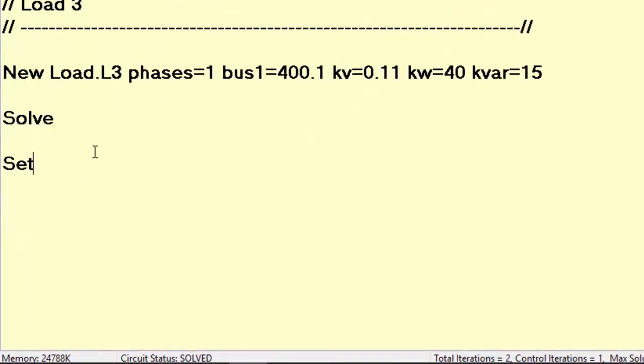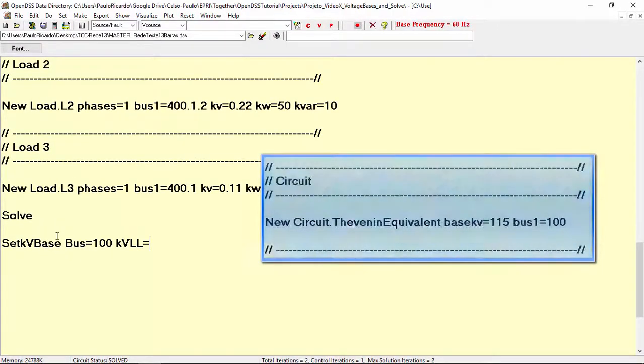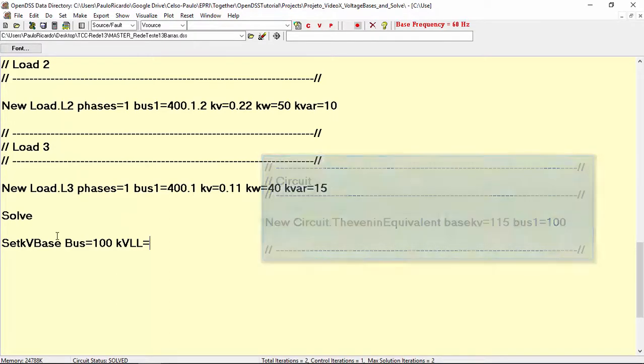The first one is by using the command setkVbase. In this case, one should start the command line with setkVbase followed by the parameter bus with the name of the selected bus and the parameter kvll equal to the line-to-line voltage base desired.